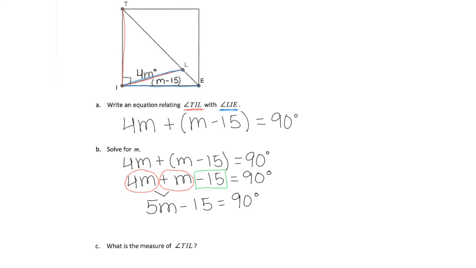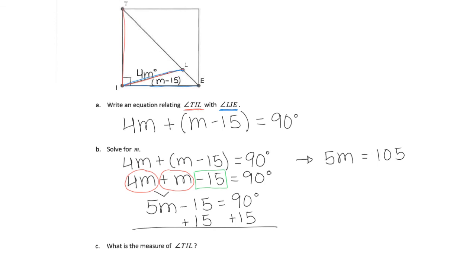Now, I still need to get m by itself. When I look at the other term that m is not associated with, it is 15. And I need to get rid of the 15, and to do that, I'm going to add 15 to both sides. Remember, what I do to one side, I have to do to the other. So now I'm actually going to move my work up here. And so when I add 15 to my left side, I am just left with 5m, because negative 15 plus 15 gives me 0. And then I have 90 plus 15, which gives me 105.